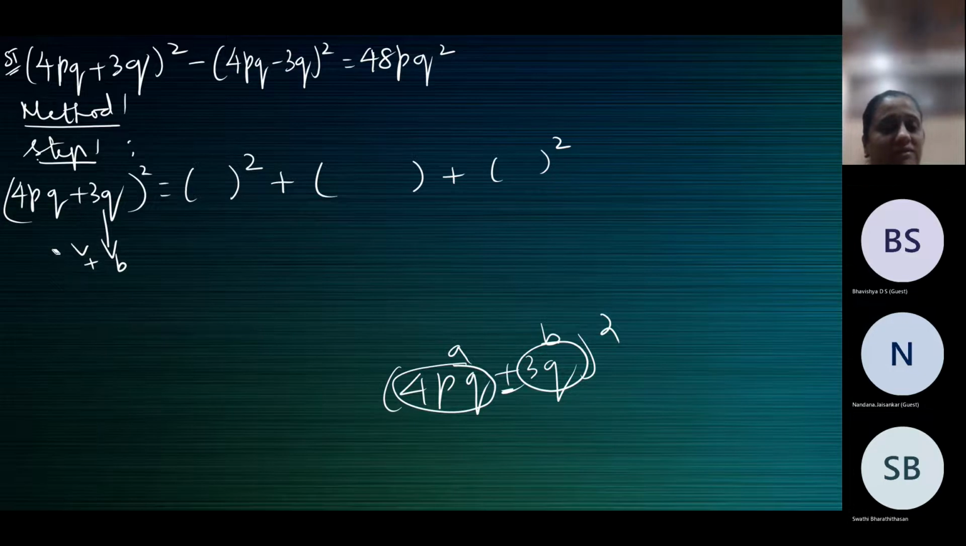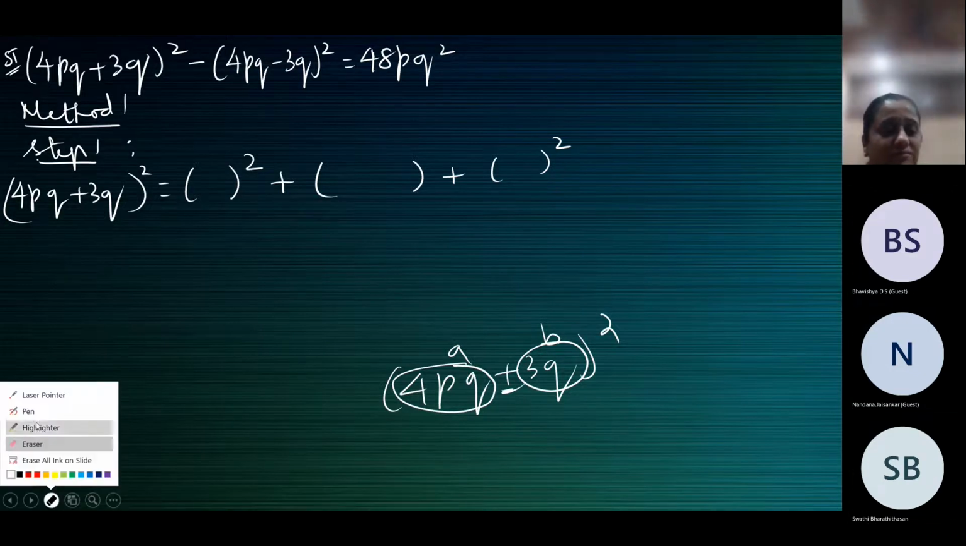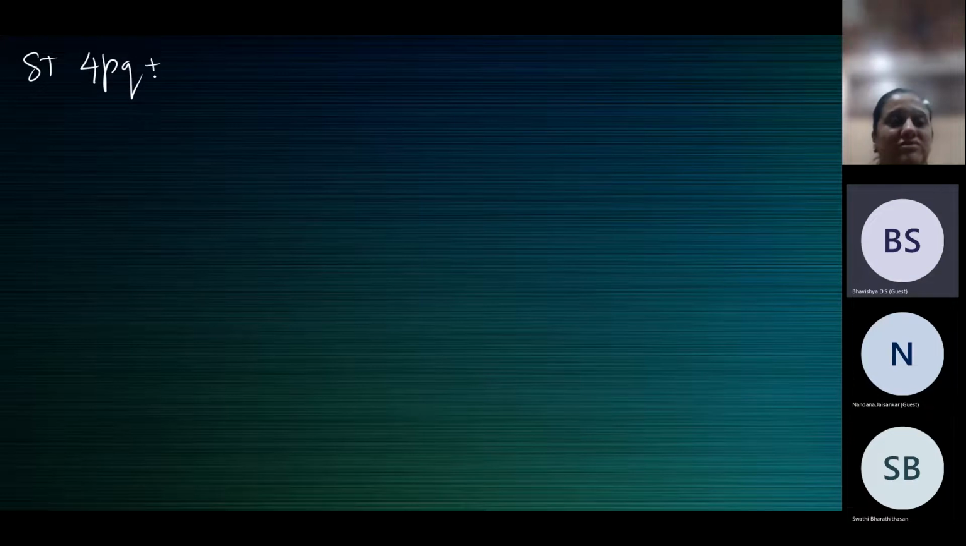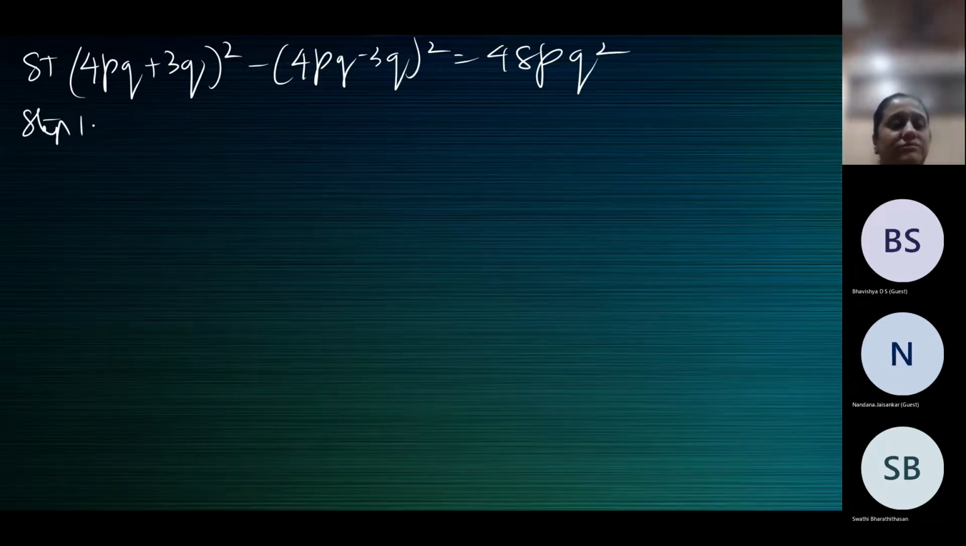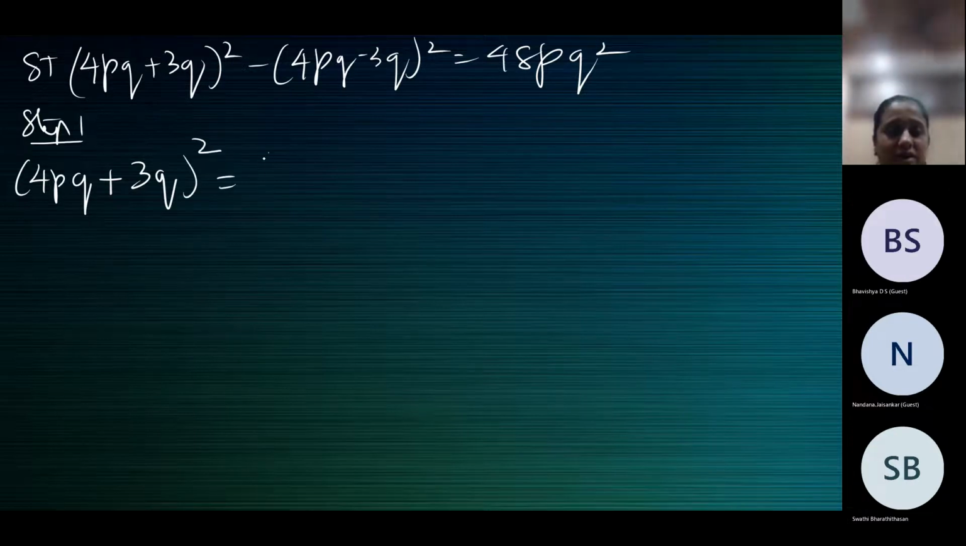What is it, children? Show that (4pq plus 3q) the whole square, right? Yes, ma'am. Okay, (4pq minus 3q) the whole square is equal to 48pq square. So step 1: (a plus b) the whole square is a square plus 2ab plus b square.